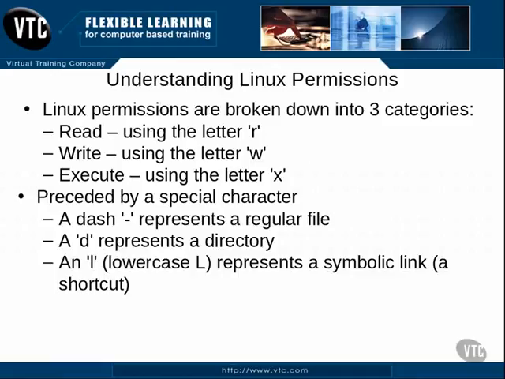Each permission bit has an octal value associated with it. The read permission is equal to 4, the write permission is equal to 2, and the execute permission is equal to 1. No permission, represented by a dash, equals 0.